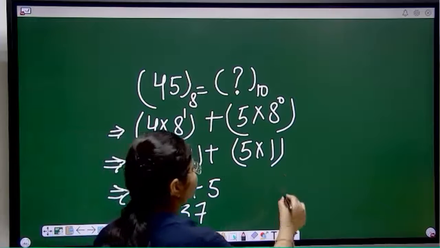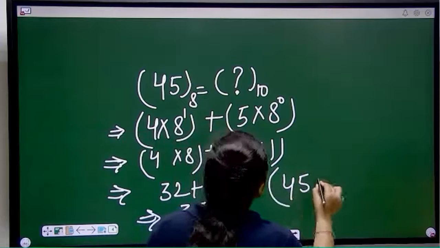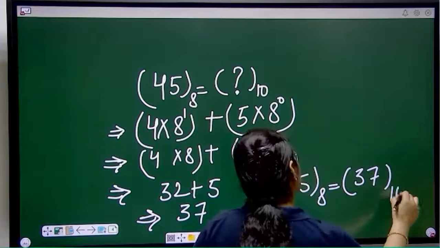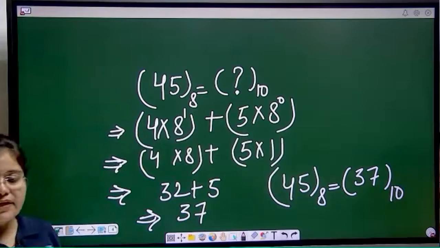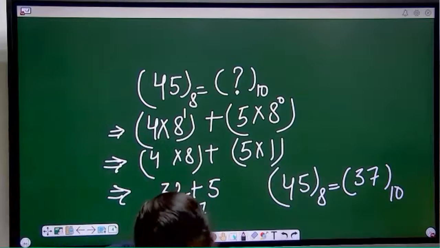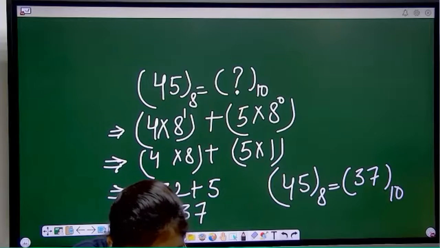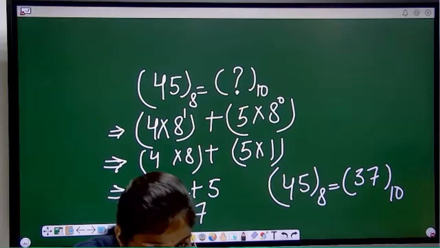Now how do you have to write this in your exam? 45 base 8 equal to 37 base 10, because we have converted into decimal. Is it clear to all of you? Okay, very good. Now moving to the last one, that is your hexadecimal number system.